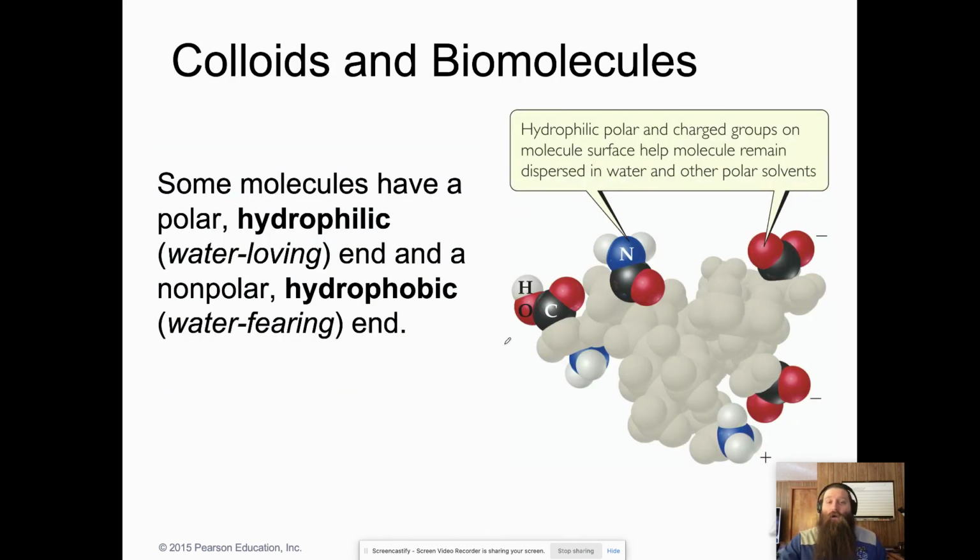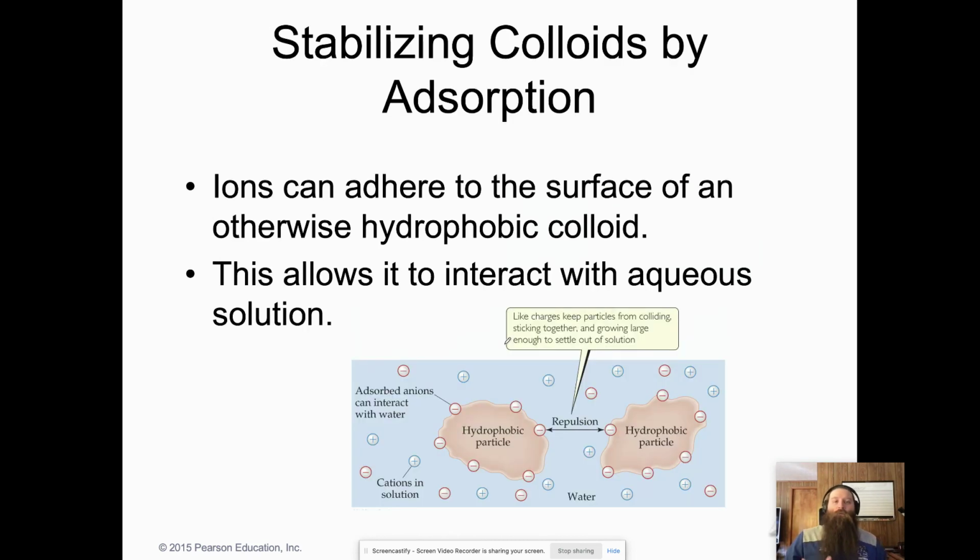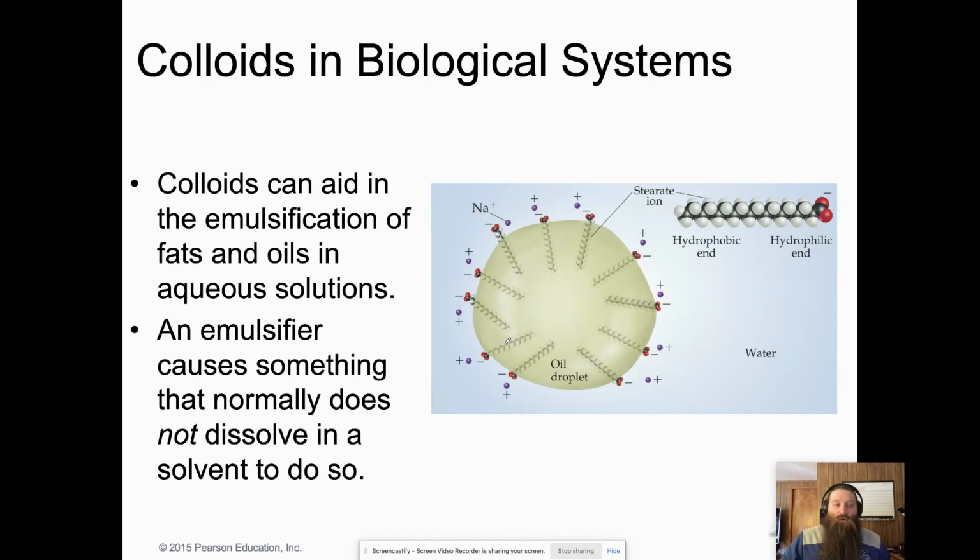Now, colloids and biomolecules are a pretty interesting crossover between biology and chemistry. Some of these really large biomolecules are amphoteric. They have a hydrophilic end and hydrophobic ends, and these are pretty important because they allow things that would otherwise not interact with an aqueous solution to interact. So ions can stick to the surface of these hydrophobic colloids, and they can be turned into emulsions by emulsification.